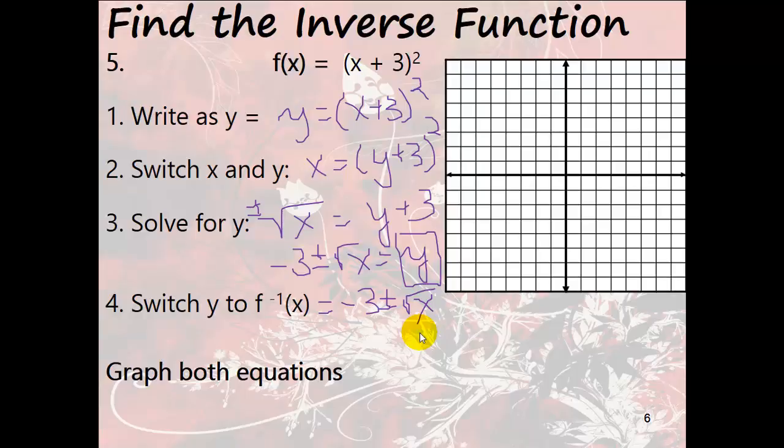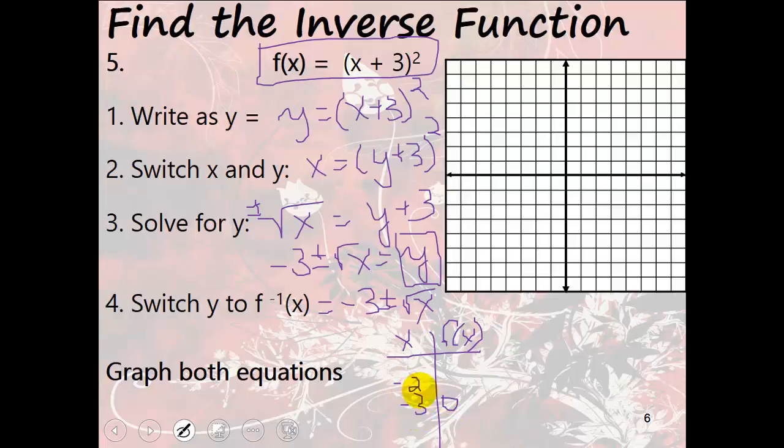Now to do this one, and I could have done it on the other one, I'm going to graph my parabola first. This is my parabola, and then I'm going to use the idea that my x's and y's are flipped. So here's x, here's f of x. I'm going to start with my vertex. That's -3, 0. And then if I plug in a -2, I'm going to get 1. If I plug in a -1, I'm going to get 4. Then I'm going to use symmetry. -4 is 1 and -5 is 4.